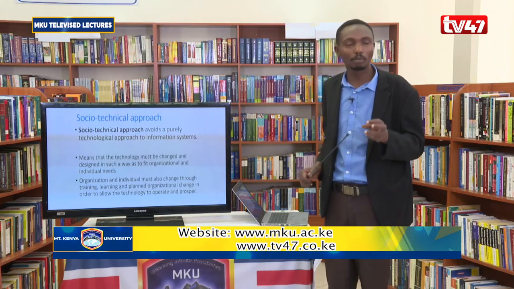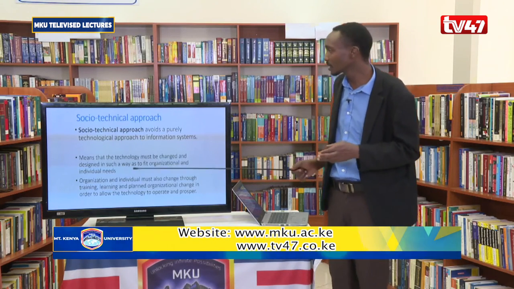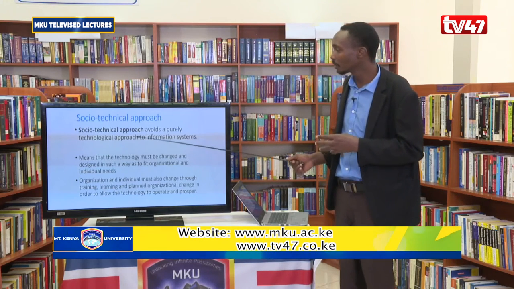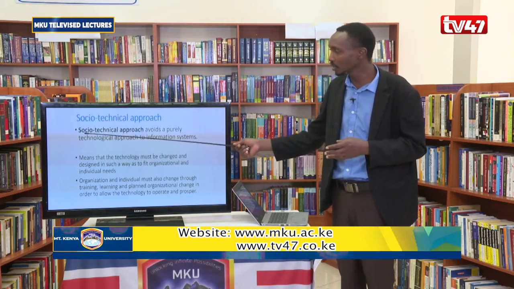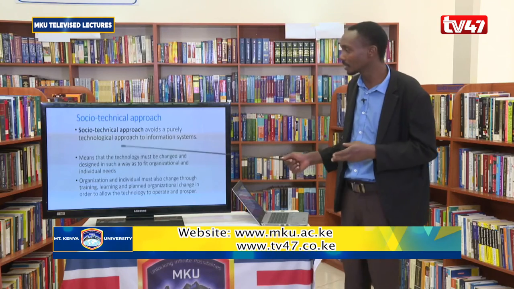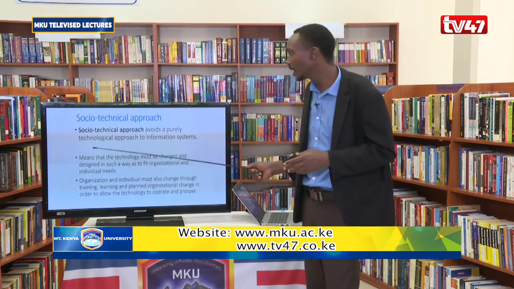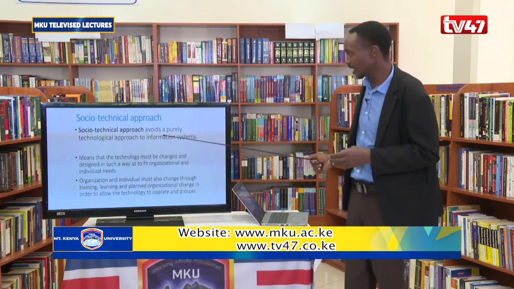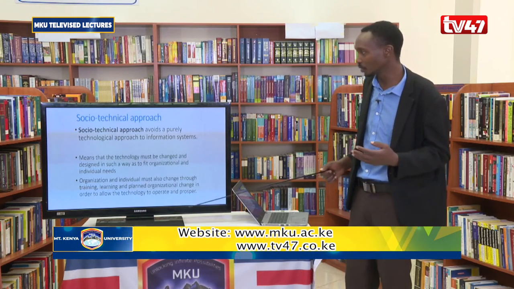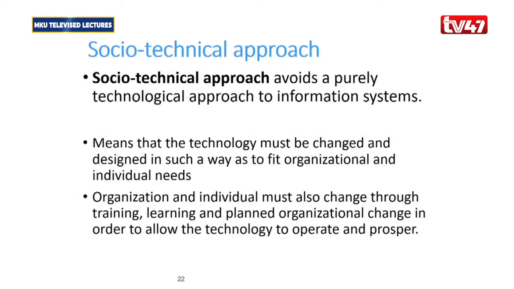And therefore, we need to combine the two. And therefore, we say that we can talk of a socio-technical approach. The social part, of course, is based on the behavioral approach. So we can combine both the technical approach and the behavioral approach so that we don't have a system that is purely technological and leaves out behavior, or the social concept of the environment. So the socio-technical approach will try to avoid a purely technological approach to information systems and bring in some social aspect.